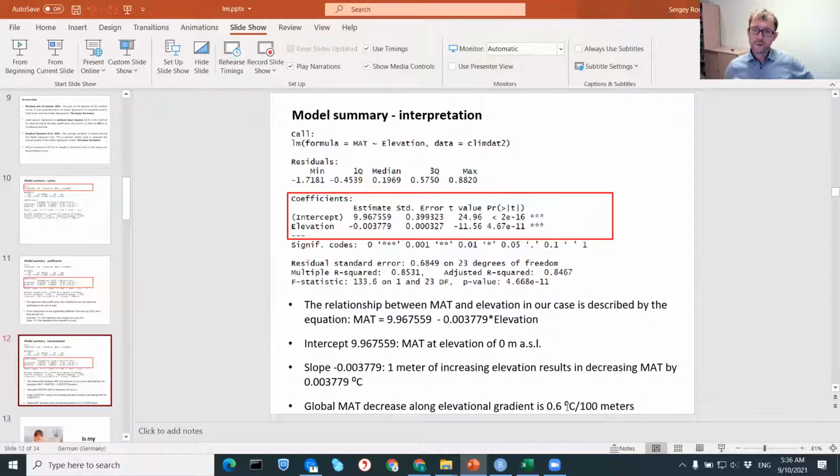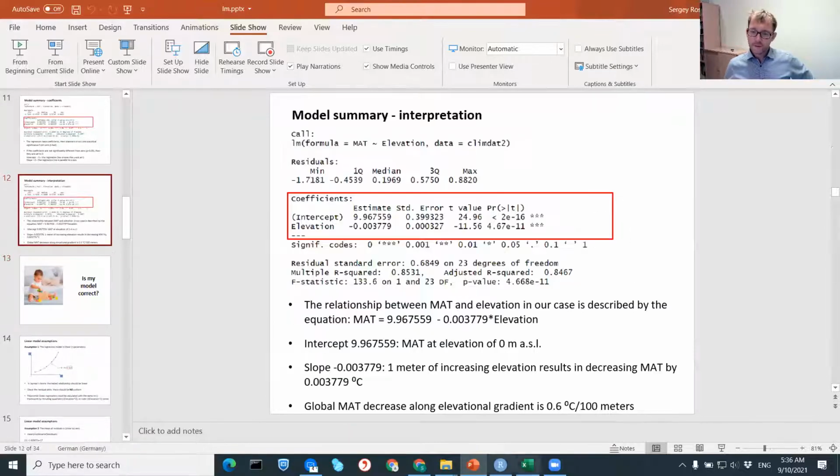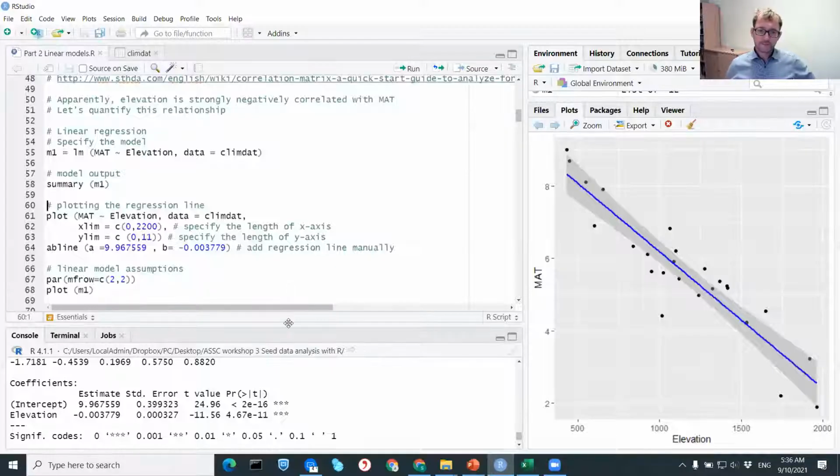As I mentioned earlier, we know that the global mean annual temperature decrease along the elevation gradient is around 0.6. And now our estimate, if you multiply it by 100, is kind of close to this number. So it seems to me that the linear model did its job very well. Right, now back to R.